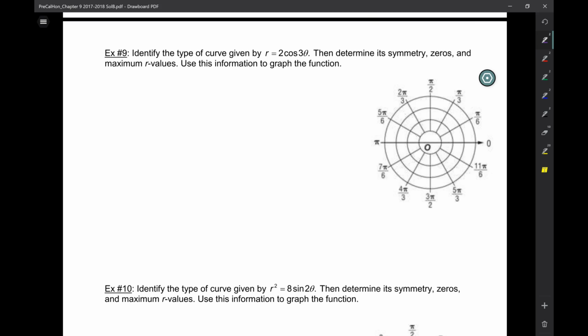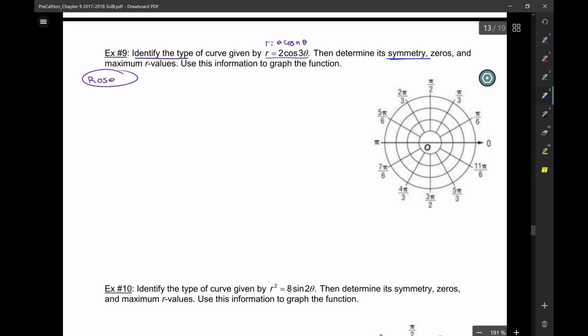Identify the type of curve given by this, r equals 2 cosine 3 theta, right? So this is a cosine and theta. What kind of curve is it? It's a rose. Yes. It's a rose with 3 petals. Determine the symmetry.